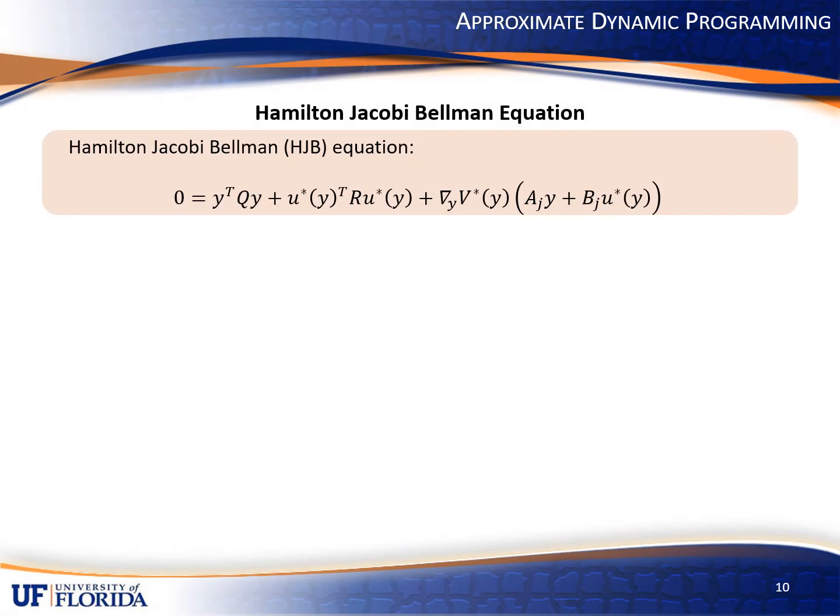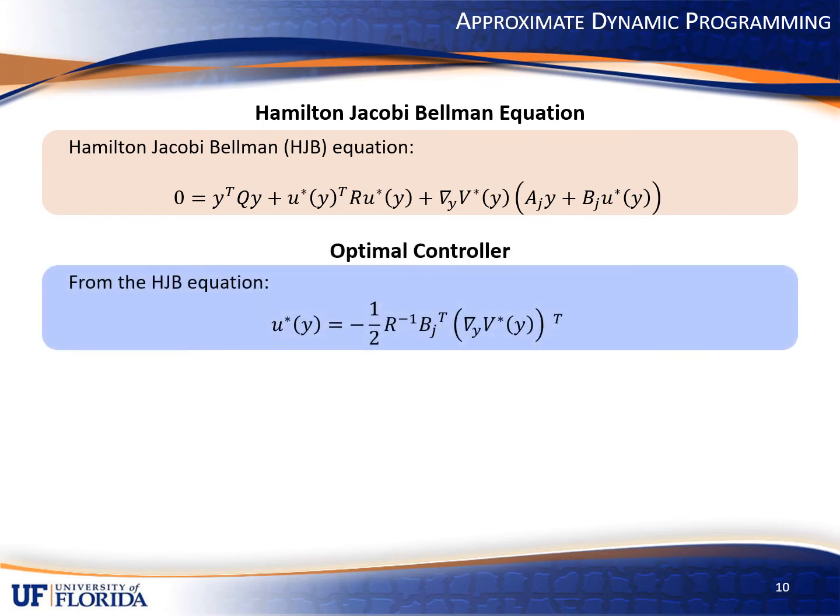Performing some manipulation on the infinite horizon cost to go yields the Hamilton-Jacobi-Bellman equation, or the HJB for short. HJB is a partial differential equation that is central to optimal control theory in general, and the solution is V star, the optimal control policy. Minimizing the HJB with respect to the control input actually yields the analytical optimal control policy.